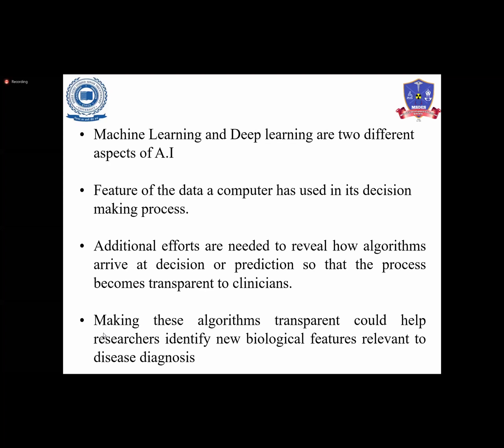And making these algorithms transparent could help researchers identify new biological features that can be relevant to disease diagnosis. What is that? We'll discuss in later slides. I'm just giving the example here. That means the AI can predict the future disease also.